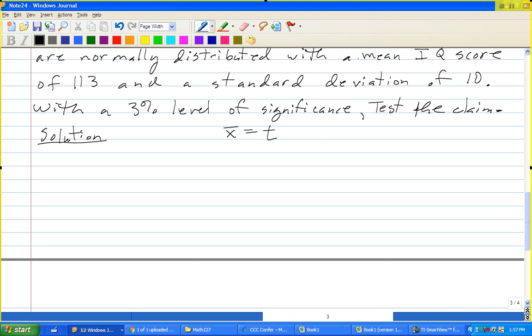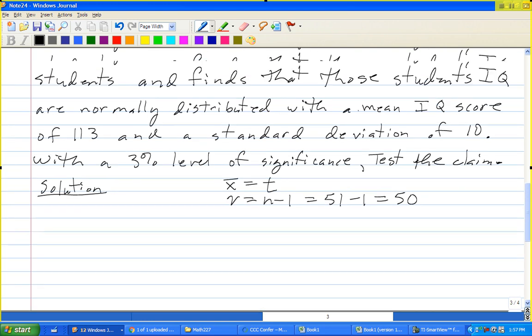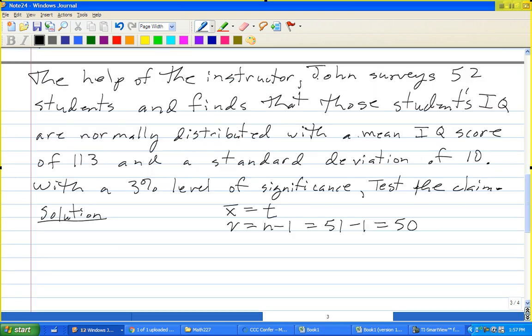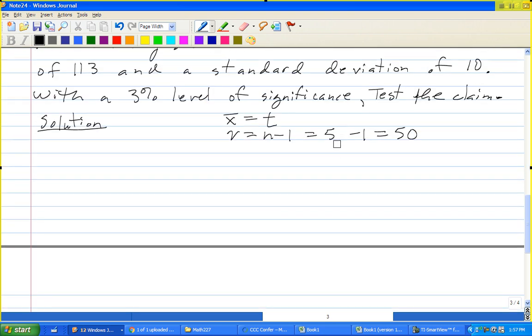And my degrees of freedom will be 50, since my sample size is 50. No, sample size 52, not 51. I remembered it wrong. My sample size is 52, so my degrees of freedom are 51.